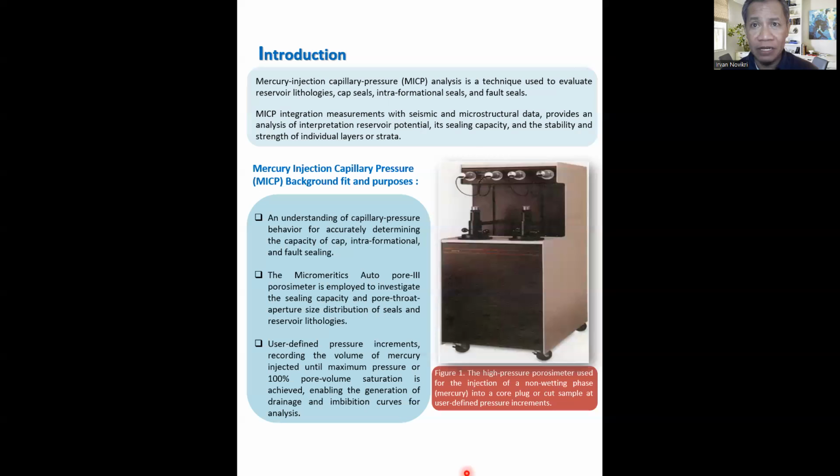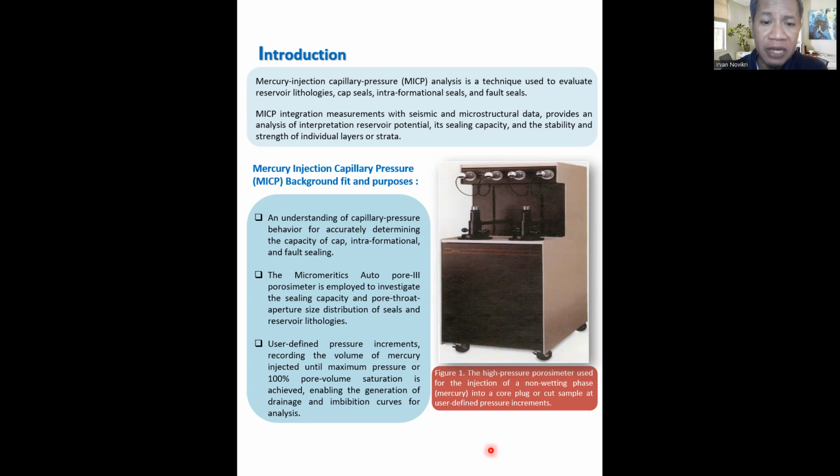An understanding of capillary pressure behavior is very crucial for accurately assessing the sealing capacity of the caprock, intraformation seal, and fault seal. By studying the behavior of capillary pressure, we determine the ability of these geological features to prevent fluid flow and maintain reservoir integrity. This knowledge is essential, especially for interpreting the potential of the reservoir and evaluating the stability and strength of individual rock layers.